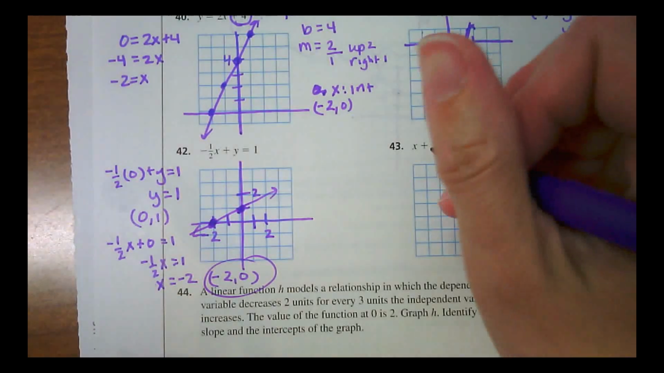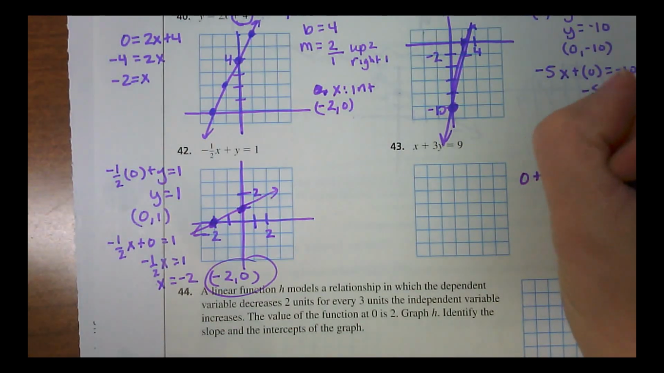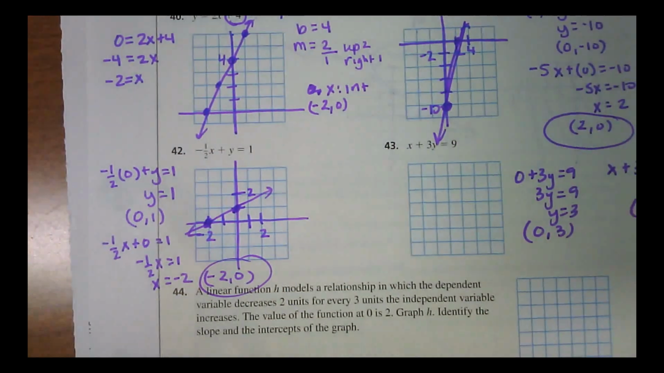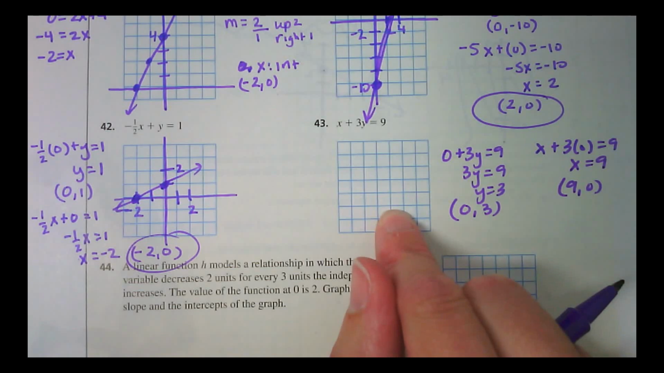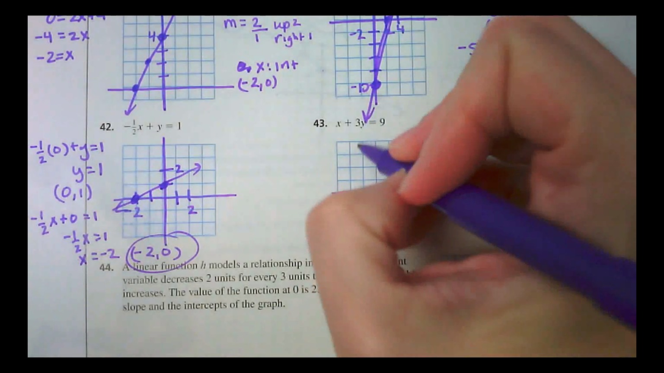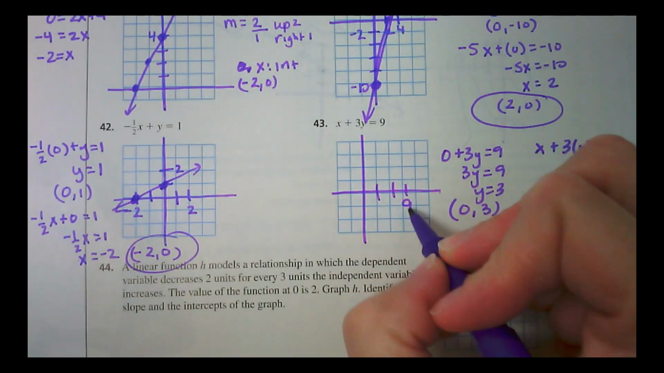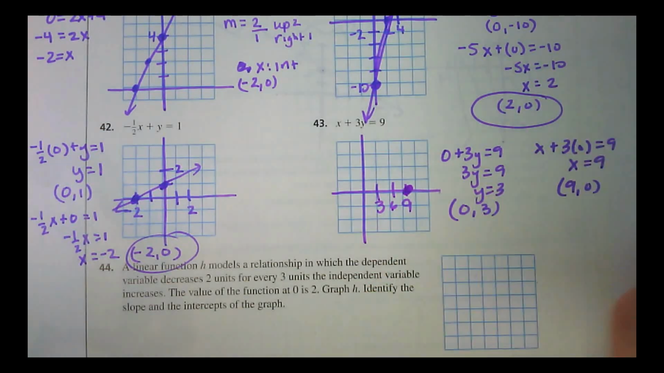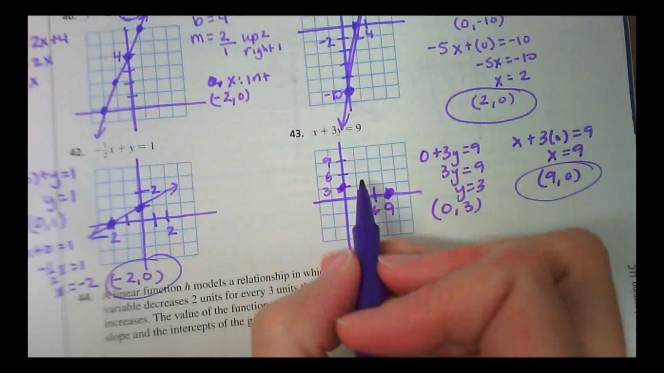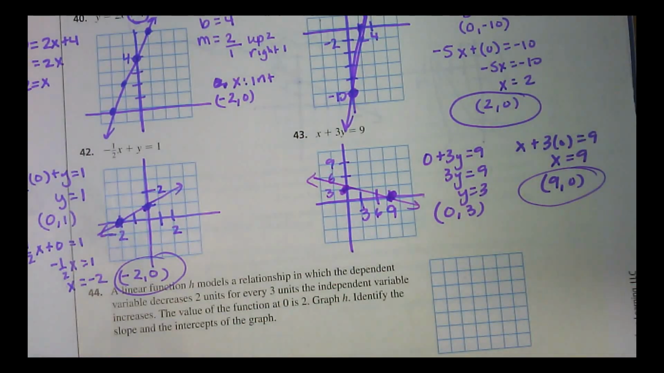This is set up in standard form again. So I'm going to plug in 0. So I've got 0, 3. And then I'm going to plug in 0 for my other variable. So I've got 9, 0. So I'm not going to be able to fit 9 on this graph. So since I can't fit 9 on this graph, I'm going to count by 3s. So I've got 3, 6, 9. 9, 0 is here. This is my x-intercept. 0, 3 is right here, and then I connect. Okay, so that's that.